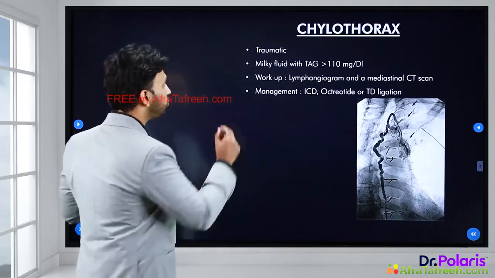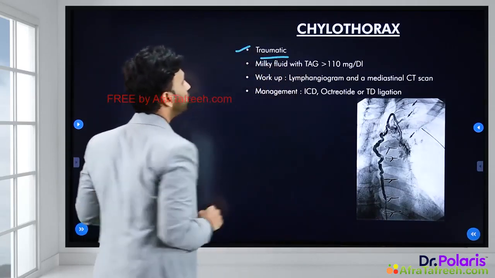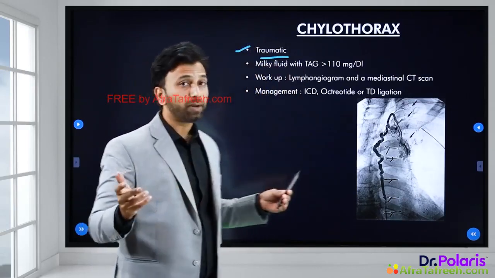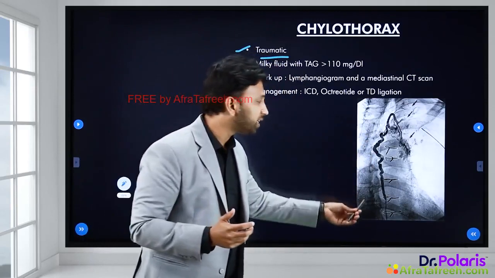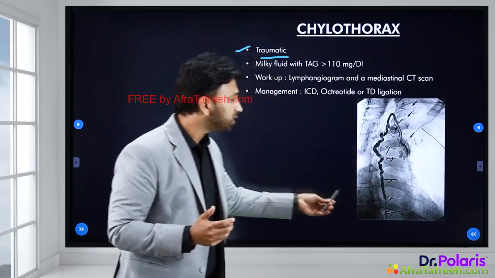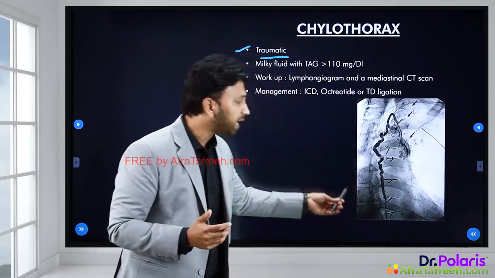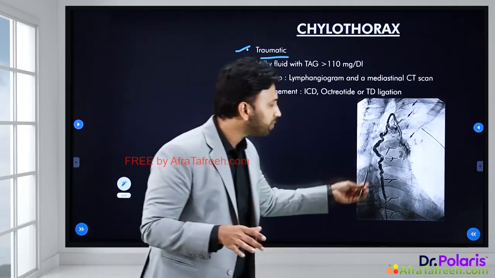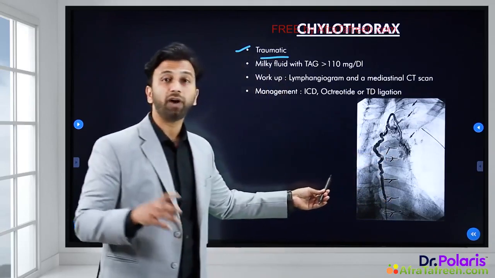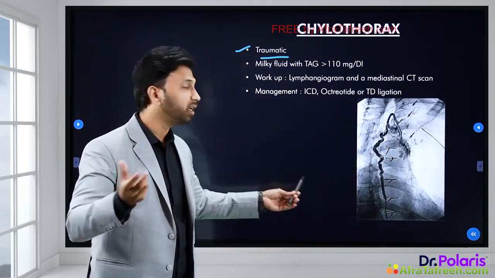Now, this usually occurs because of trauma. What do we mean by trauma? It is usually post-operative trauma. Trauma of the thoracic duct because of any operations on the heart or any surgeries on the mediastinum. It is most commonly seen in coronary artery bypass surgery or any surgeries of aortic aneurysm or aortic arch repair.